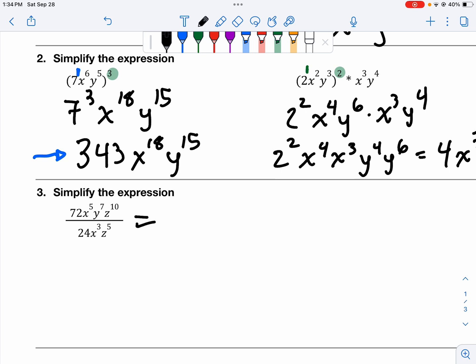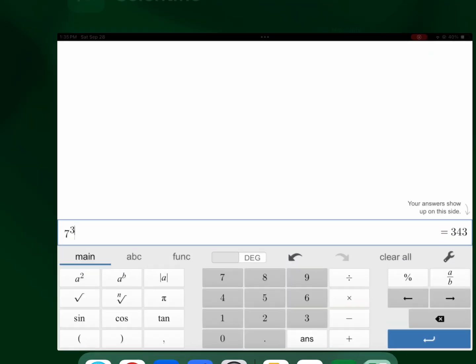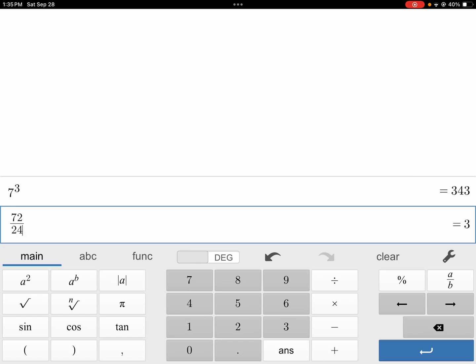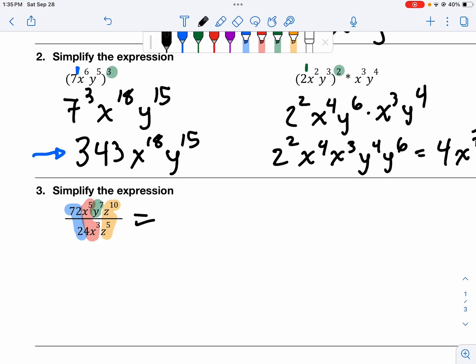So now, as I look at this problem, I'm going to use some highlighting. I see the coefficients that need dealt with, the x's that need dealt with, the y is kind of by itself, and then the z. So every one of these things needs dealt with differently. Now, 72 divided by 24. Am I completely sure what that is off the top of my head? I don't know. Let's go to our calculator. 72 divided by 24 is 3. How about that? So this is going to equal 3.